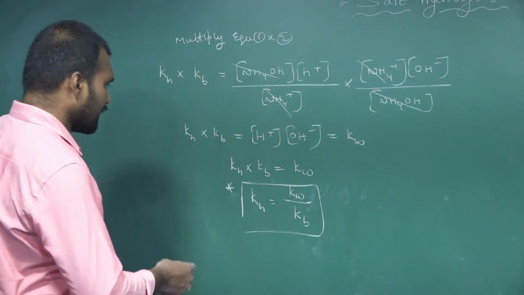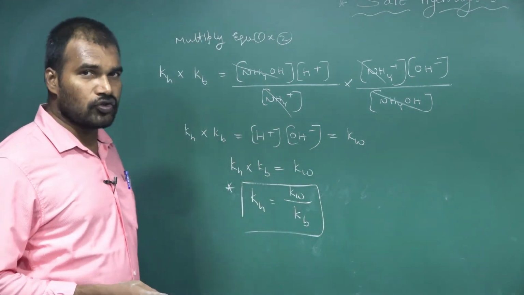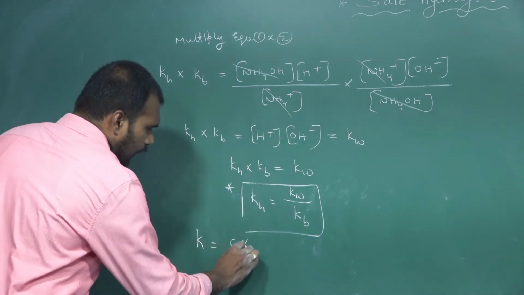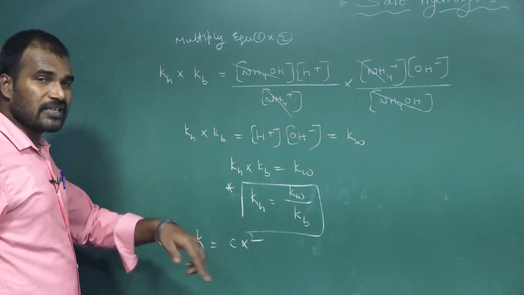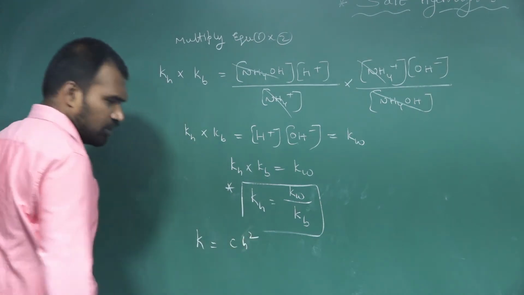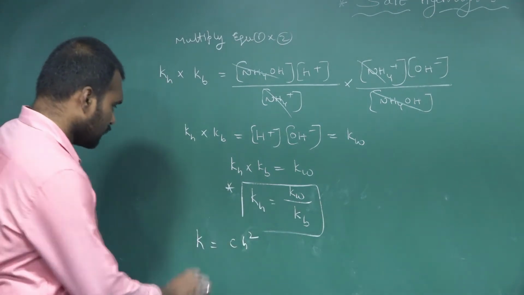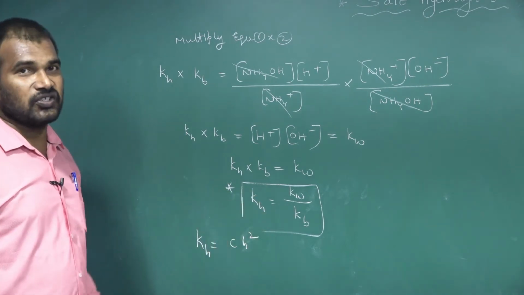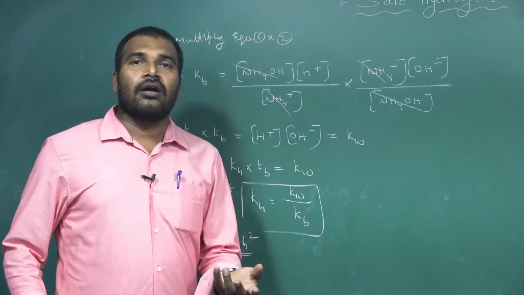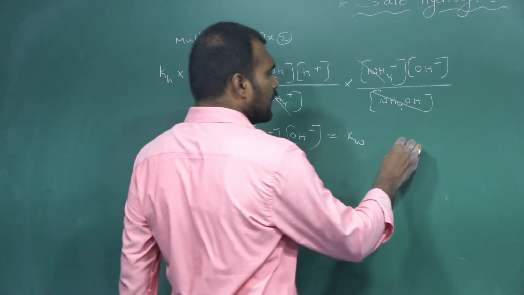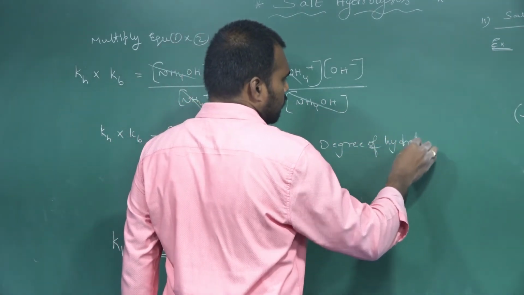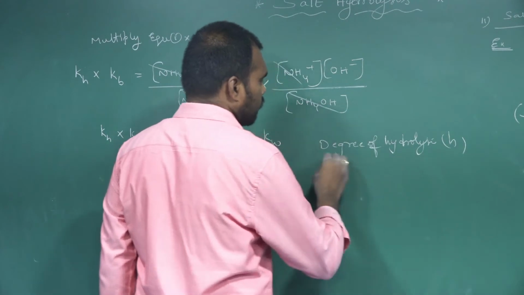If you want to calculate the pH, according to Ostwald's dilution law, Ka is equal to C alpha square. What is alpha here? Alpha is nothing but the degree of dissociation. In case of hydrolysis, we represent it with h: Kh is equal to Ch square. Here is one new term, that is h. What is h? h is nothing but the degree of hydrolysis. We represent it with small h.